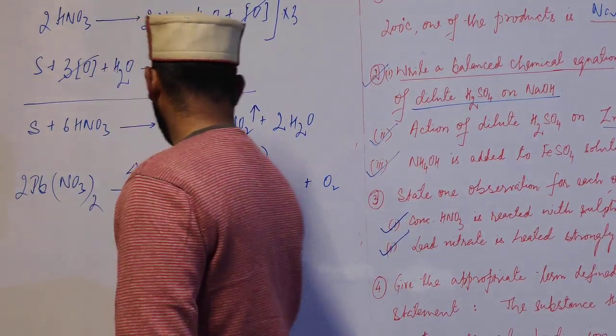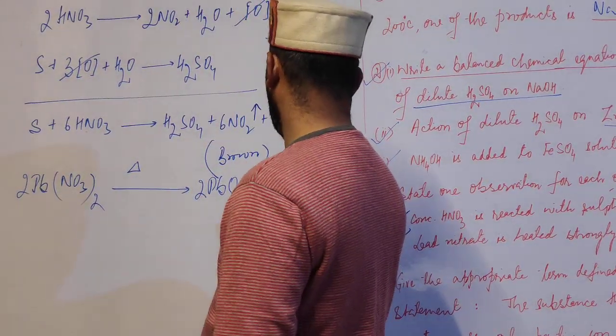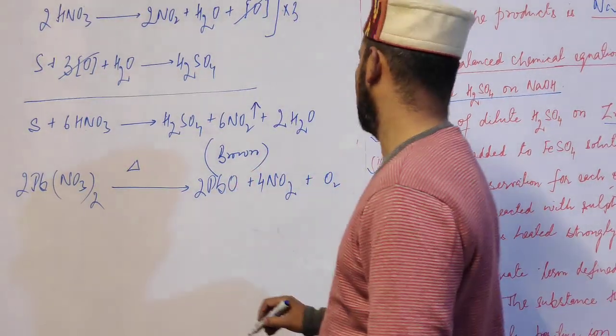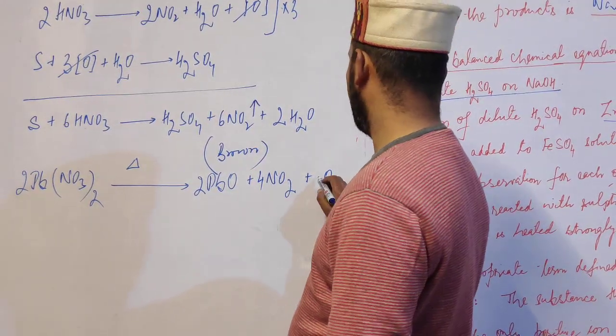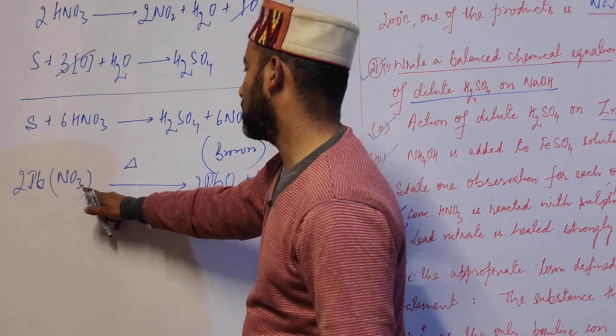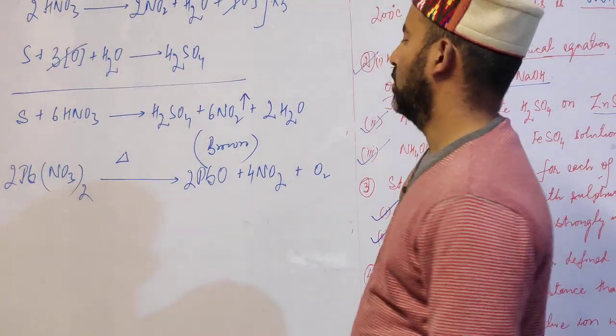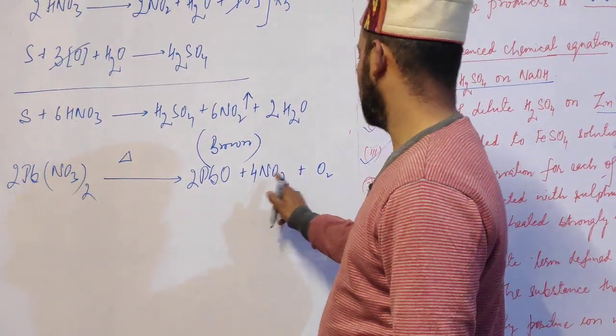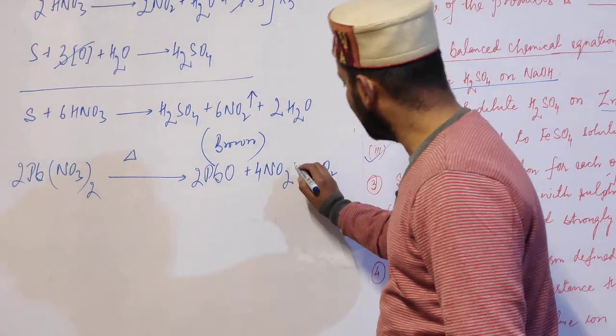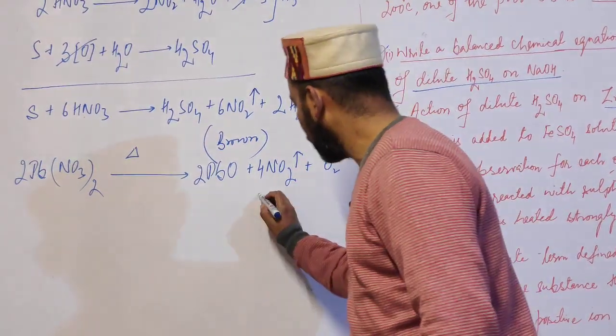Now we'll balance this. We have 2, 4. Then we have how many oxygens? 2, 6, 12. 2, 8, 12. So again here the relevant observation is brown fumes of NO2 evolve.